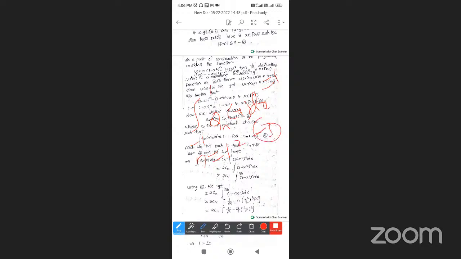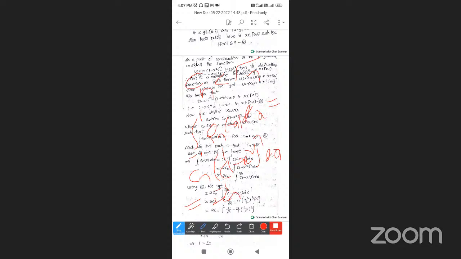First we prove that for each n, Cn is less than root n. From the fourth and fifth equations, the integral from minus 1 to 1 of Qn of x dx is equal to Cn times the integral from minus 1 to 1 of (1 minus x square) whole power of n dx. This is 2Cn times the integral from 0 to 1 of (1 minus x square) whole power of n dx, after the limits change.